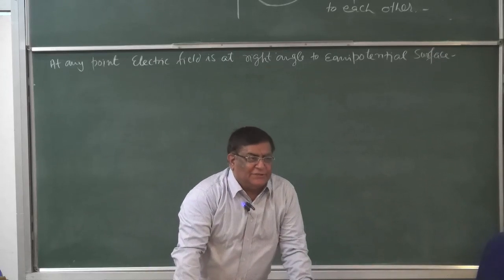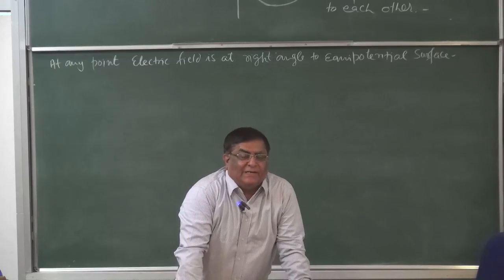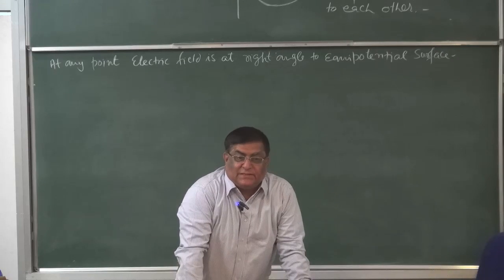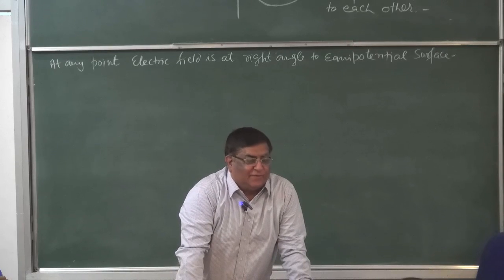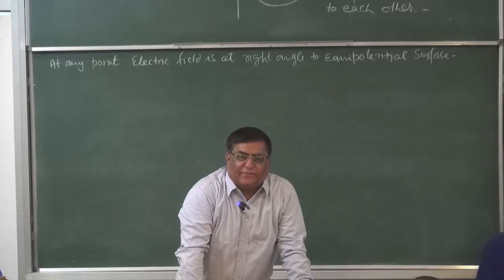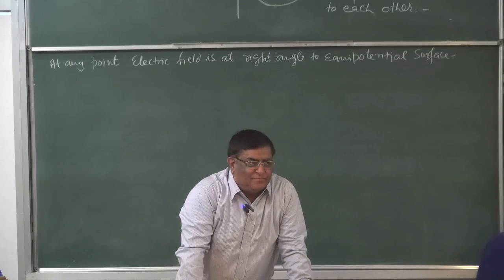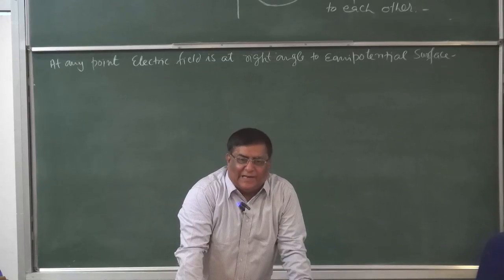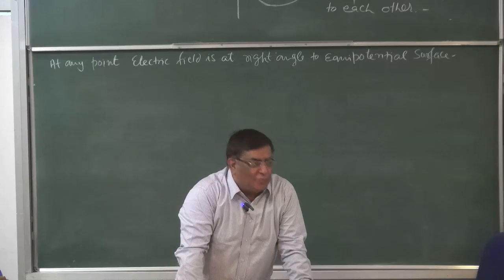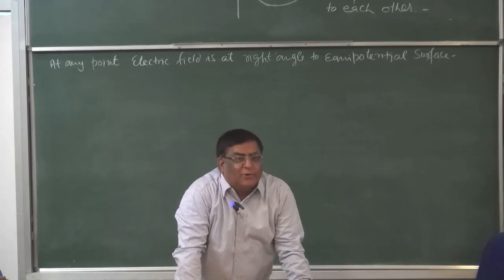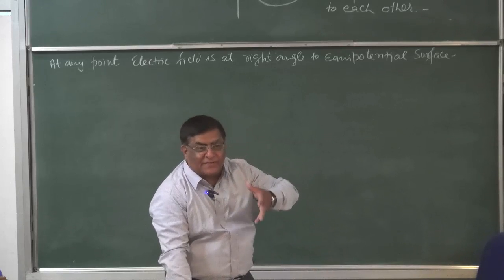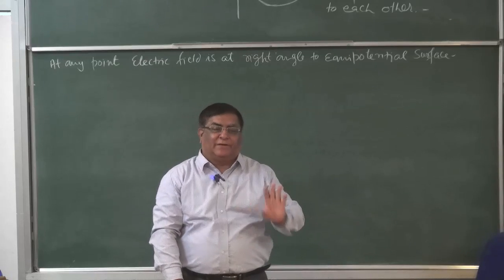So now we got a relation between the two, and this will help us to imagine equipotential surfaces, because equipotential surfaces are at right angle to electric field lines. If we know electric field lines, we can create equipotentials, and if we know equipotential surfaces, we can always draw electric field lines.